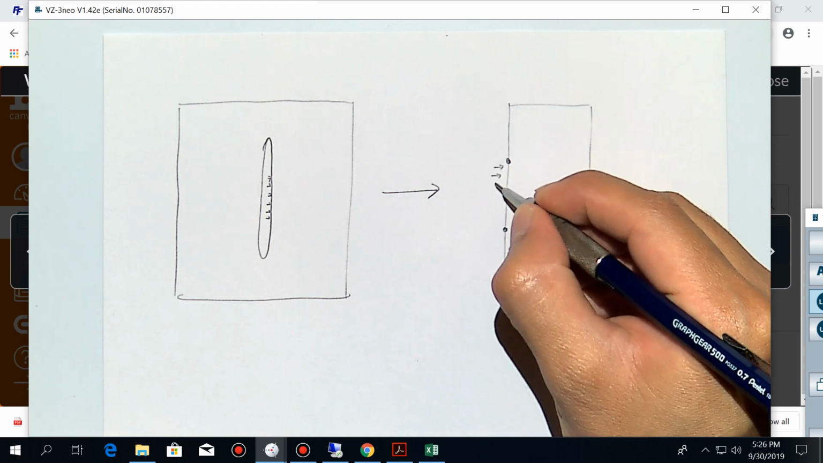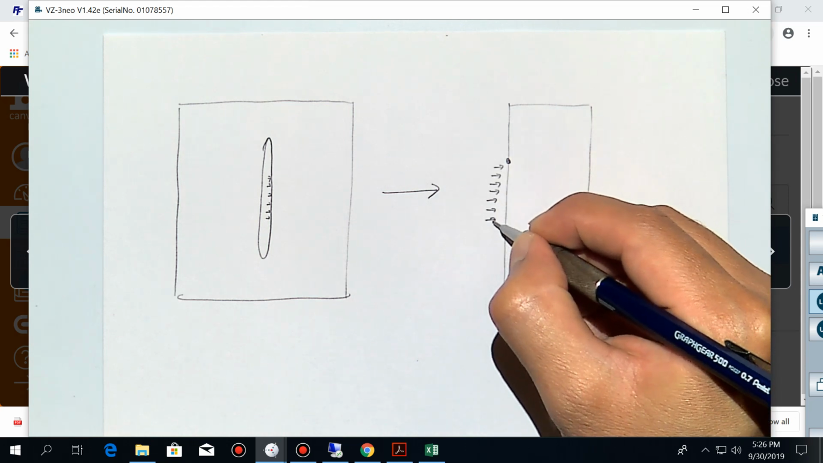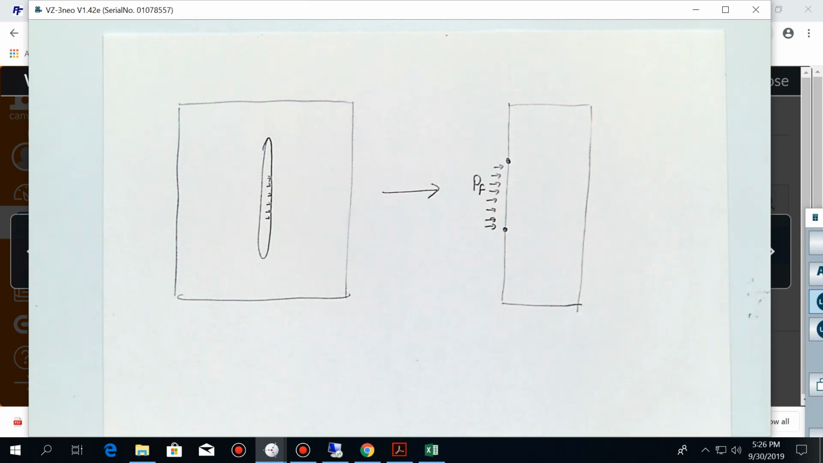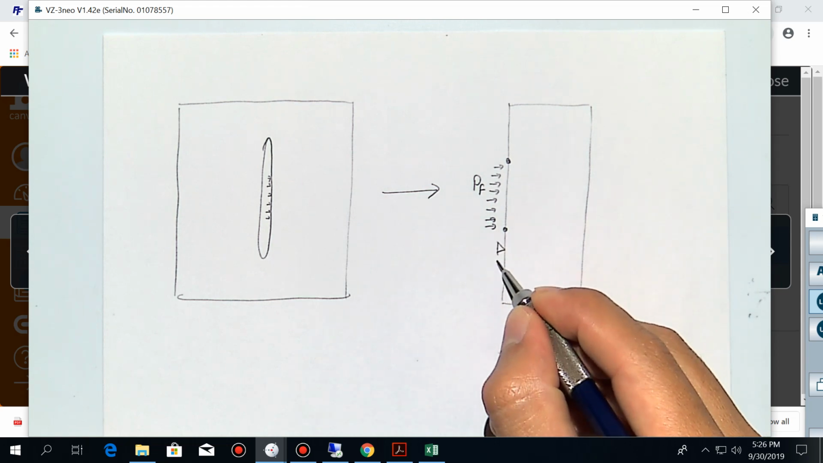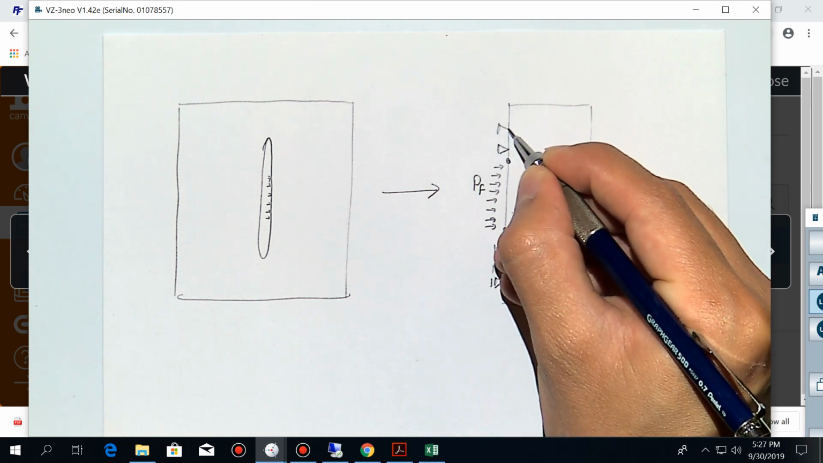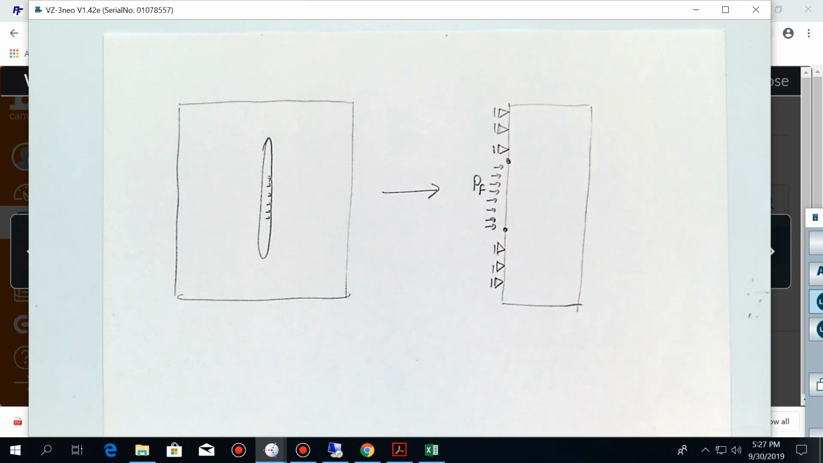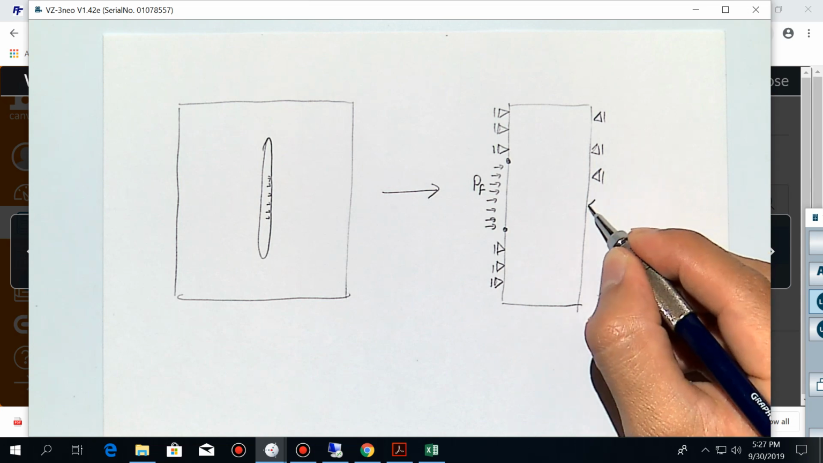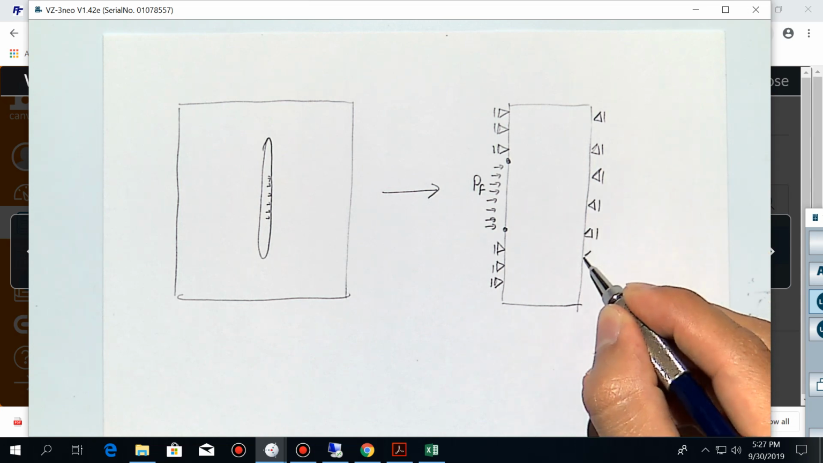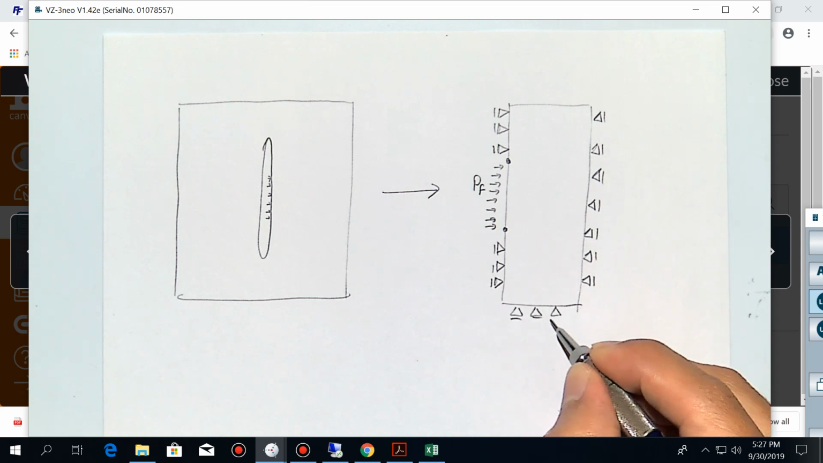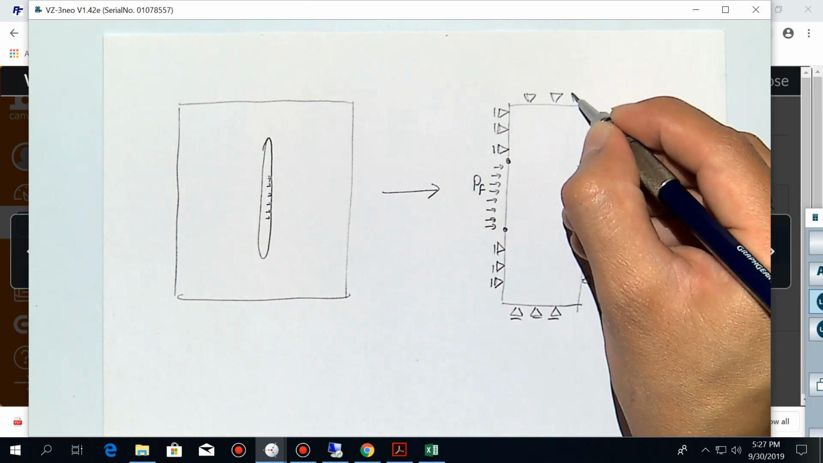You're going to add a pressure on that line, which is going to be the pressure in the fracture, and you're going to fix displacement in direction x in this boundary, and also on the other boundaries. In this case, on the right boundary, and on the bottom and top boundary, you tell it not to move up or down.